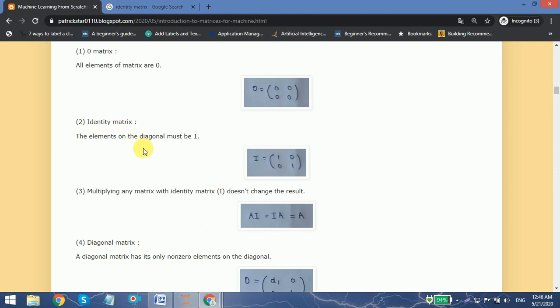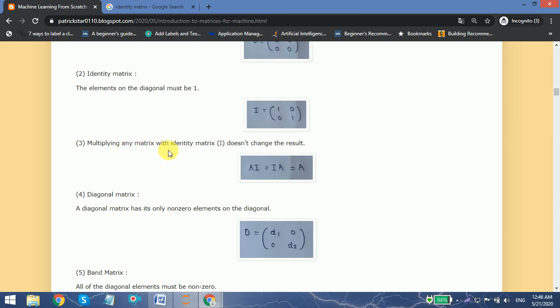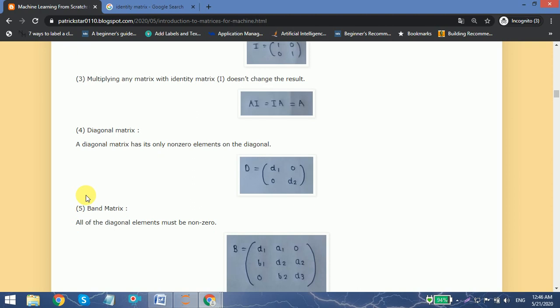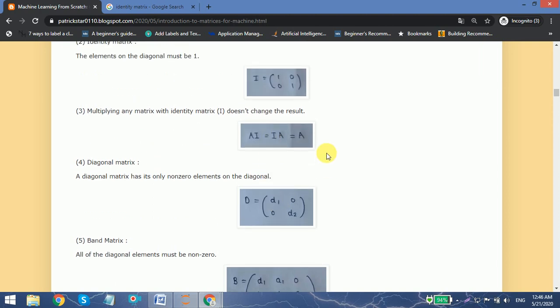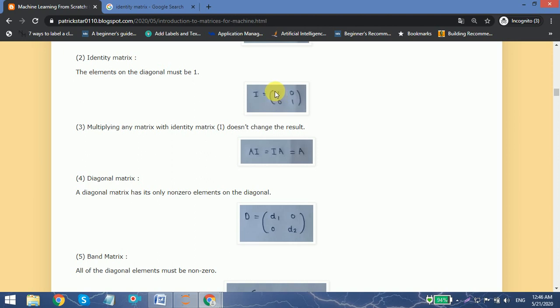Moving forward, multiplying any matrix with the identity matrix does not change the result. If we multiply matrix A with I, or if we multiply the identity matrix with A, then it does not change the result, and it is going to be the same original matrix A. Okay, the next one is a diagonal matrix. A diagonal matrix has non-zero elements only on its diagonal. So it's kind of like an identity matrix, but in an identity matrix the diagonal values must be equal to 1, while here they can be any value, and the non-diagonal elements must be equal to 0.